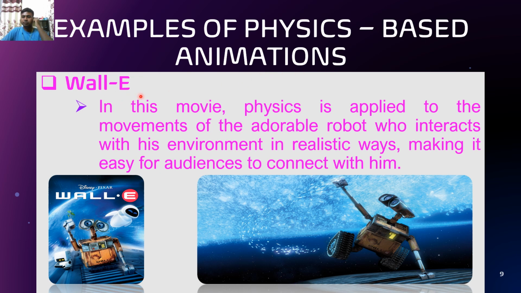Now let's go for some examples of physics-based animation. Wall-E. It is a movie you must have seen in your childhood. In this movie, physics is applied to the movements of an adorable robot who interacts with his environment in realistic ways, making it easy for audiences to connect with him. So let's go to next.